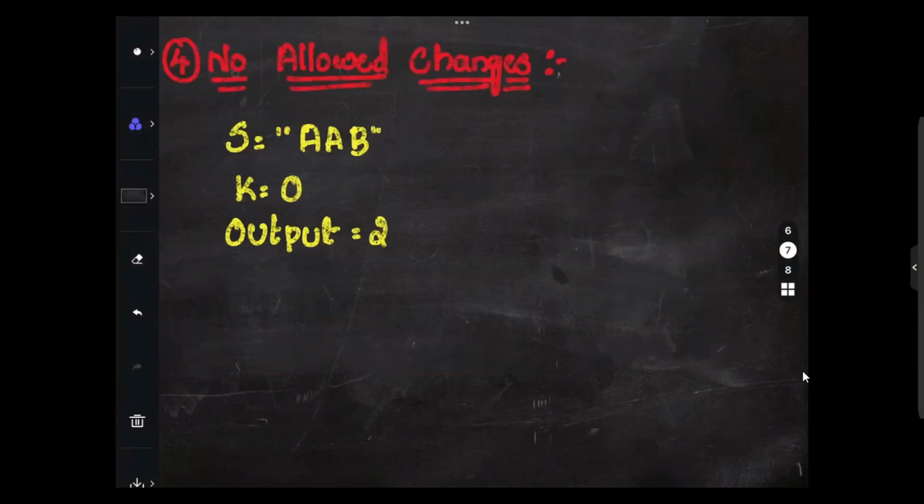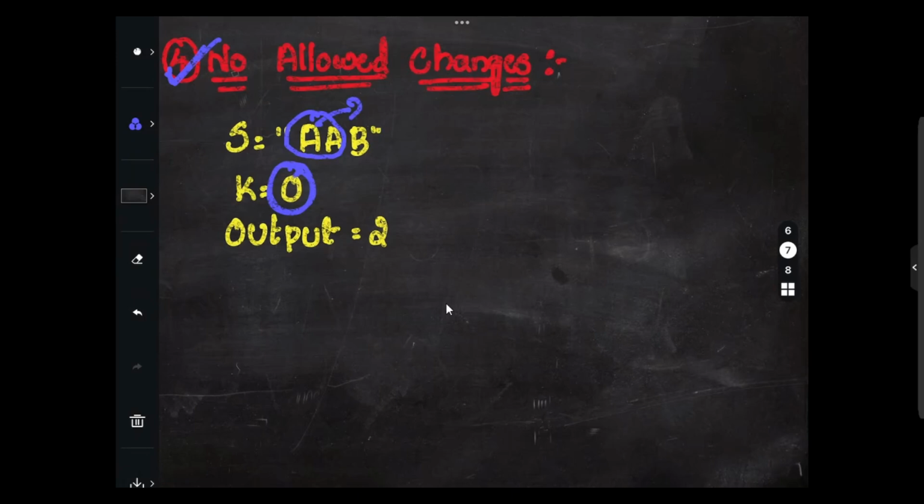Let's move on with the final edge case, or the fourth edge case here. No allowed changes. Here in this case, we have A, B and k we have been given 0. So the longest sequence without repeating here is this one, A.